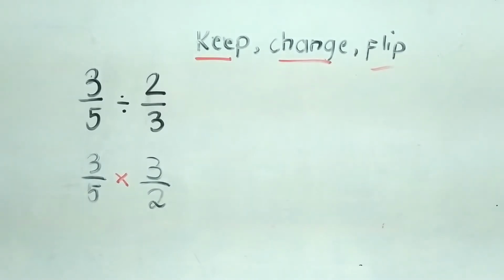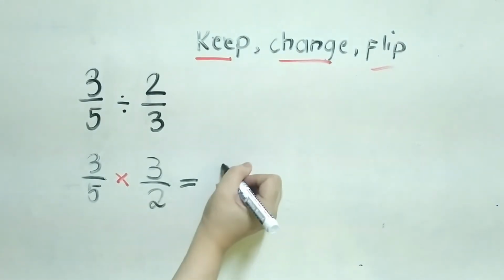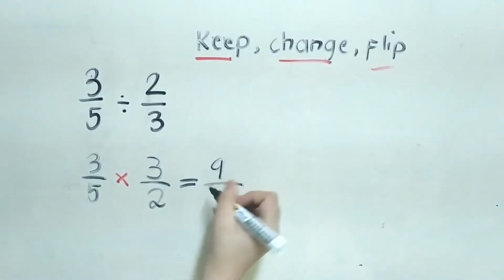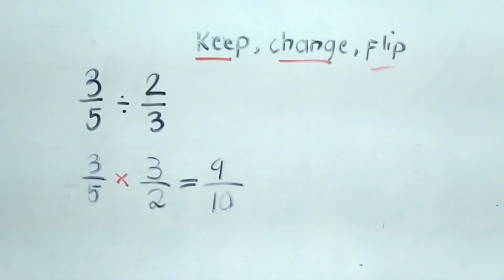Now, gawin na natin ang multiplication. So, since ang mga number na meron tayo ay mabababa, hindi na natin muna gagamitin ang canceling out. So, multiply lang natin ang numerator sa numerator, and then denominator to denominator. So, 3 multiplied by 3 is equal to 9. And then, 5 multiplied by 2 is 10.